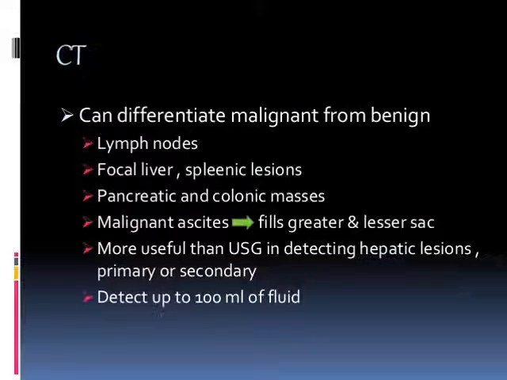Also, abdominal CT. The main significance of abdominal CT is to differentiate malignant from other causes of ascites. What are the features of malignant ascites? If there are associated abdominal lymph nodes, focal hepatic lesion, splenic lesion, or pancreatic and colonic masses. When you suspect malignant ascites, which is rapidly filling ascites, CT is more useful than abdominal ultrasound in detecting hepatic lesions, and in differentiating a hepatic focal lesion as primary or secondary by what is called triphasic CT study.